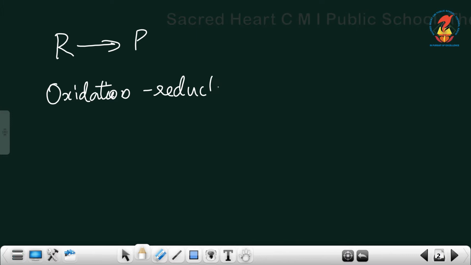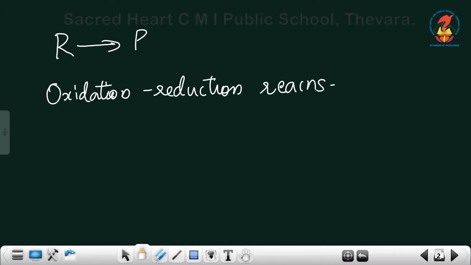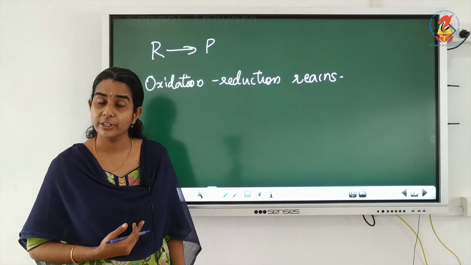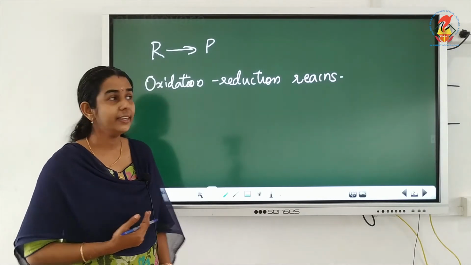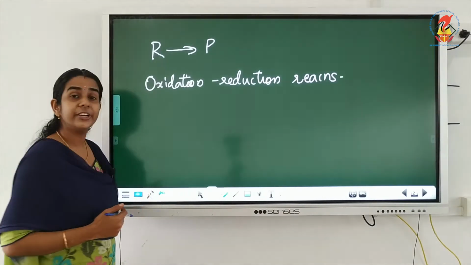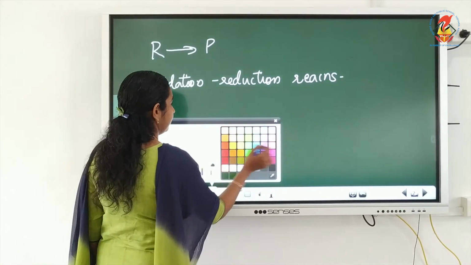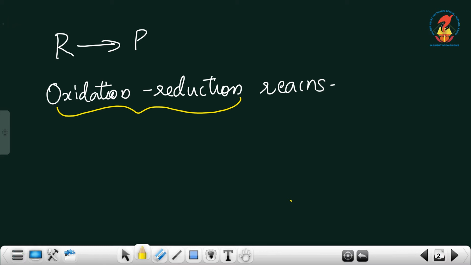Oxidation reduction reactions. Oxidation reduction reactions means wherever there is oxidation, there will be reduction also. And this oxidation reduction reactions, together, simply we can call it as redox reactions.